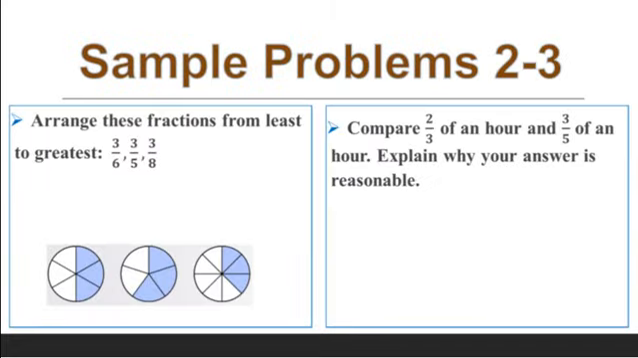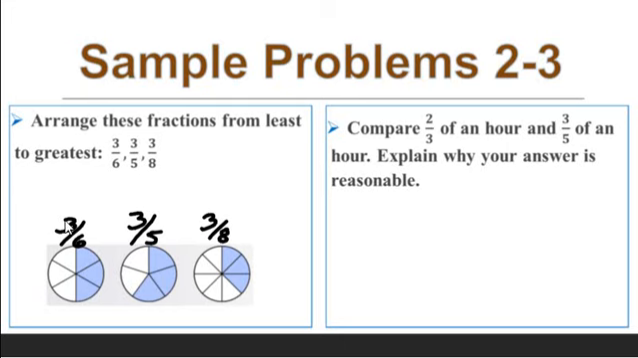Next question. Arrange these fractions from least to greatest. So we have these 3 fractions, 3/6, 3/5, and 3/8. And down below we have a picture. So I'm going to put the fraction above each of them. So this one is 3/6, this one is 3/5, and the third picture is showing 3/8.